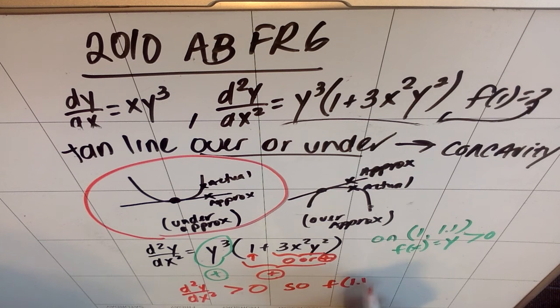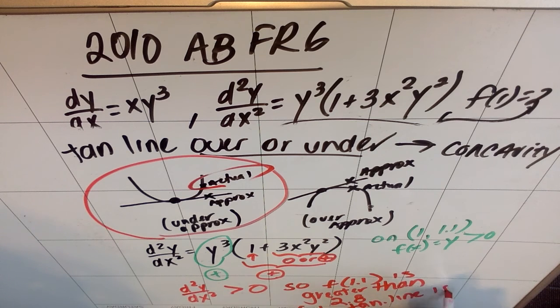f of 1.1, they asked, is this bigger or smaller? You've got to make sure the wording is right. f of 1.1, the actual, is greater than the 2.8 because the tangent line is above the curve, right? The tangent line is above the curve. Oh, sorry, below the curve. My brain. Sorry, ignore my brain. I was literally looking at the picture and wrote above. The tangent line is below the curve.